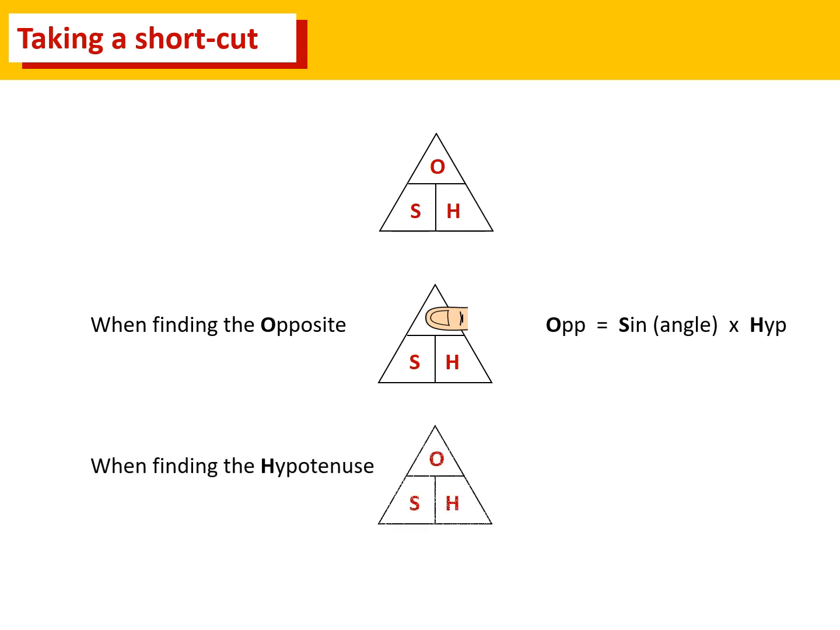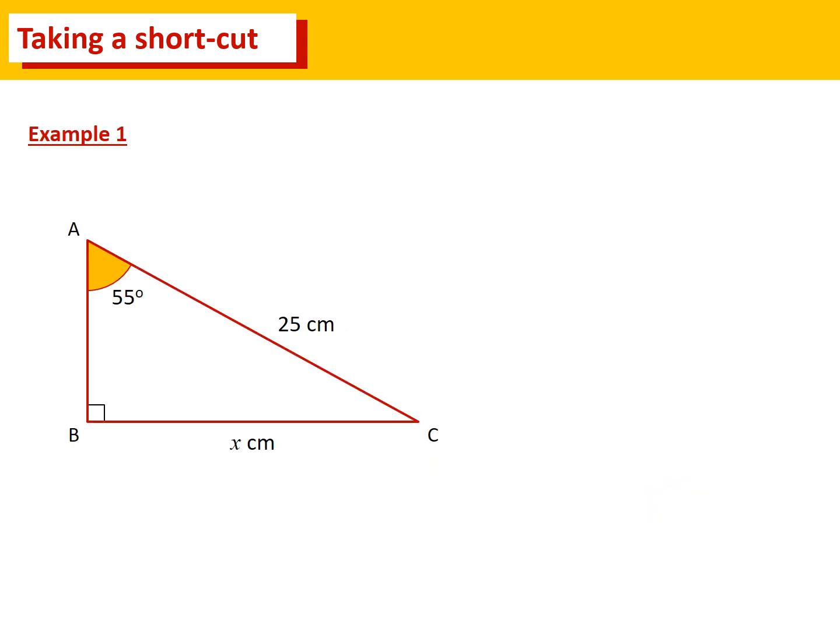If you were being asked to find the hypotenuse, put your finger over the H, and the hypotenuse will be given to us by the opposite side divided by the sine of the angle. So that's how we use the little SOH triangle. So here's our example.